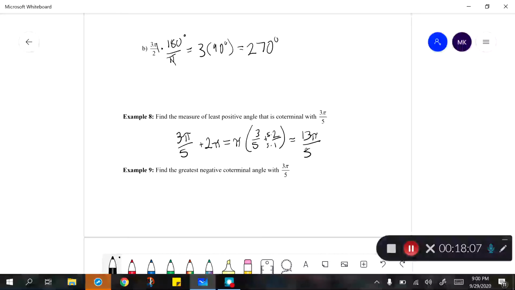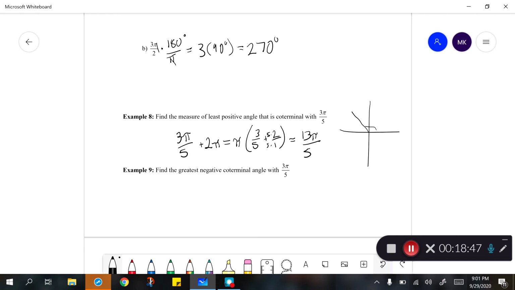Now, the next problem, find the greatest negative coterminal angle. The greatest negative coterminal angle would be simply to subtract 2 pi, not to subtract 4 pi or 2 pi twice, like taking away 2 revolutions, but just do it once. Before we get to this, let's draw this. So this is our first angle here. 3 pi over 5 sits right about here. Then 13 pi over 5 sits right about here. Nice and easy.